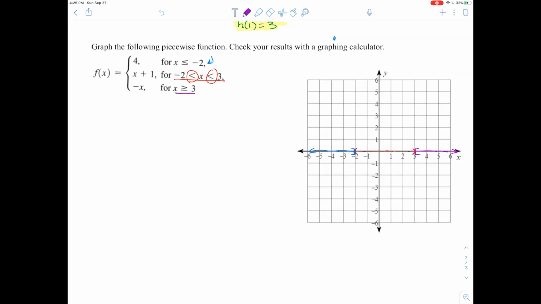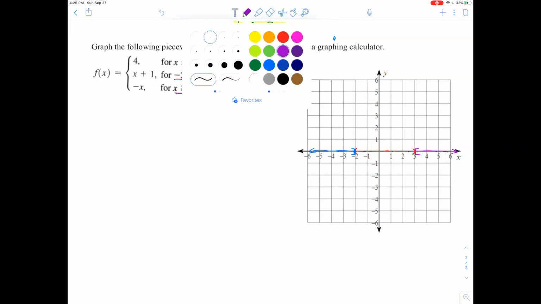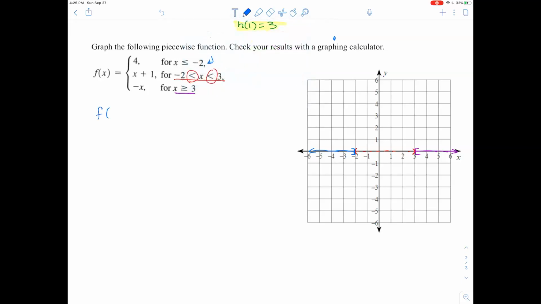So let's graph. We'll start with the blue. We're going to graph f of x equals 4. But only, that's a constant, right? For x is less than or equal to -2. So maybe I'll just do this. Here's x, and here's my f of x. So I can pick -2, and I'm going to close it at -2 because it does say to include -2 as the value for x.